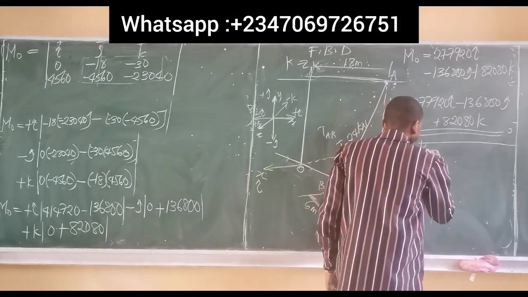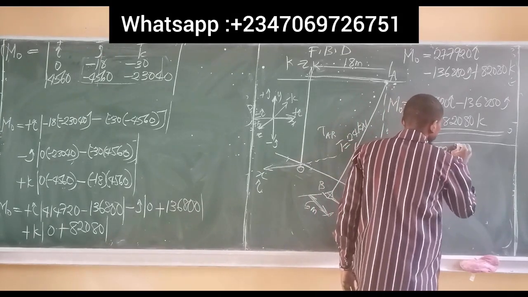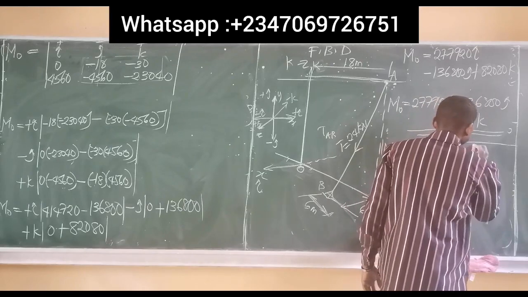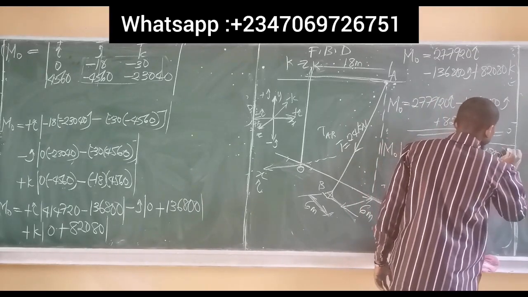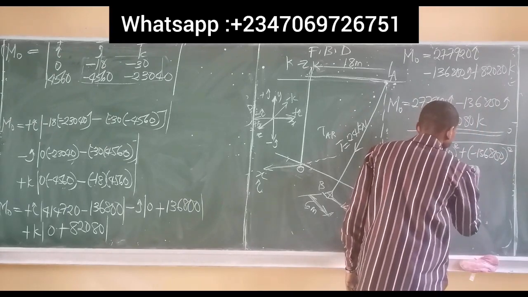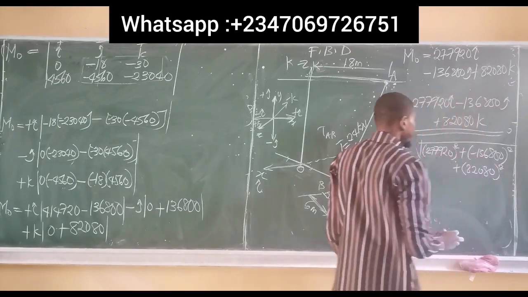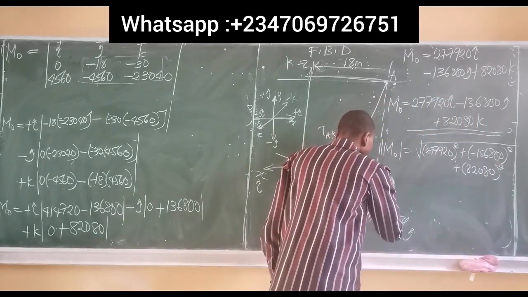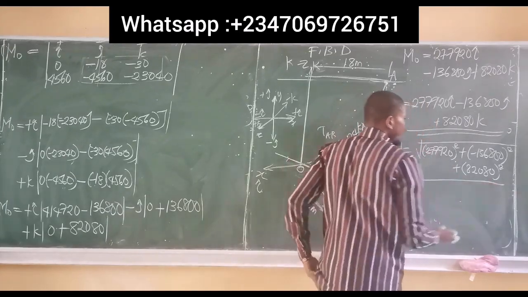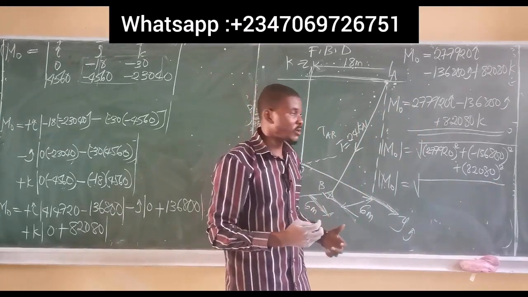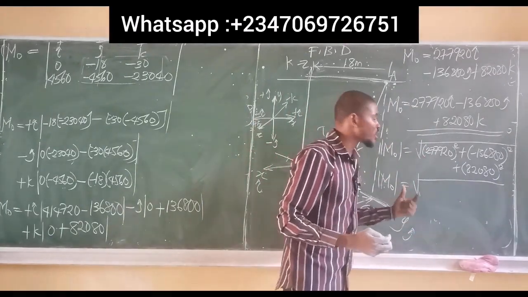Now you take the squares of the individual terms and then sum them up. It becomes 277920 all squared plus minus 136800 all squared plus 82080 all squared. Okay, so just like we did in the previous video, these values are too large, so I can't punch them individually, but in an exam condition, you're expected to find out the value of 277920 squared.